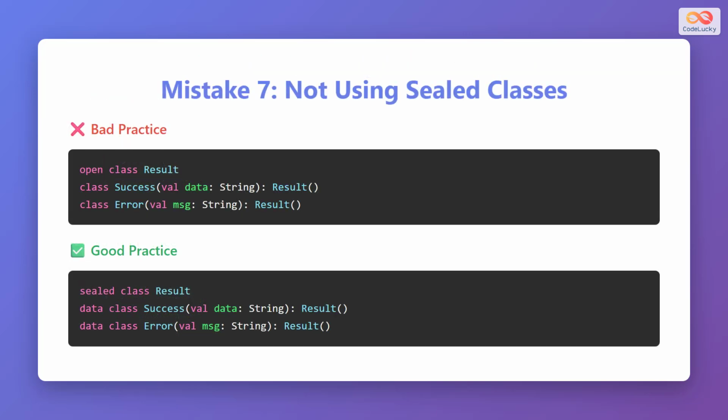The seventh mistake is not using sealed classes for restricted type hierarchies. When you have a fixed set of subclasses that represent different states or types, sealed classes are the perfect solution. Unlike open classes, sealed classes restrict which classes can inherit from them, and the compiler knows all possible subclasses at compile time. This makes sealed classes ideal for representing states like success and error. Combined with when expressions, sealed classes enable exhaustive checking without needing an else branch. The compiler will warn you if you haven't handled all possible cases, making your code safer and more maintainable.